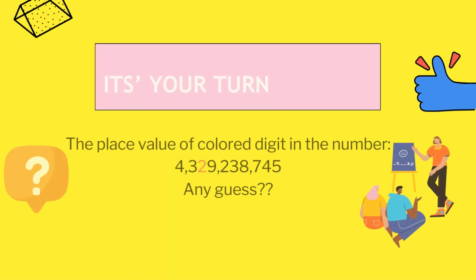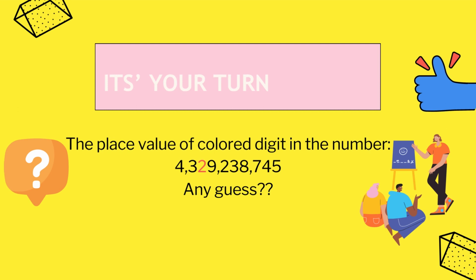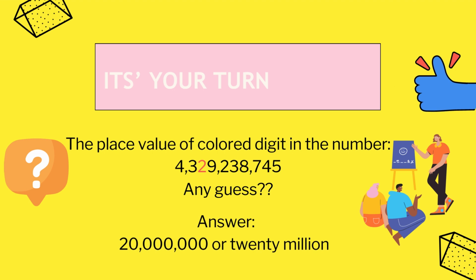Another example, we have 2 as a colored digit. So any guess what this 2 represents? The correct answer is 20 million, because 2 is in the 10 million position.